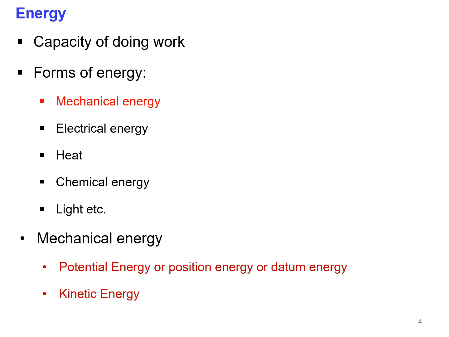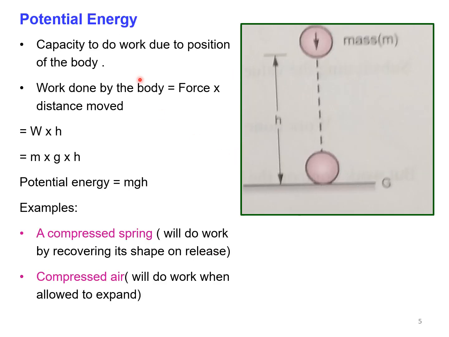First let us discuss potential energy. The definition of potential energy is the capacity to do work due to the position of the body. If you take a body of mass m, originally in this position, it has now moved to this particular position. That means the body has moved by distance h. Now the work done is force into distance moved. The force is the weight, which can be calculated as mass into acceleration due to gravity, so m into g into h. Therefore the potential energy is simply mgh.